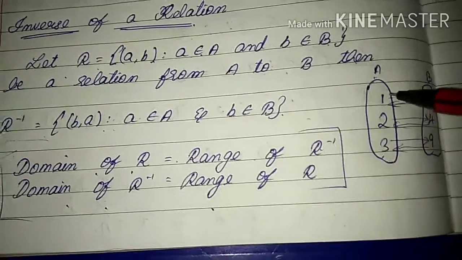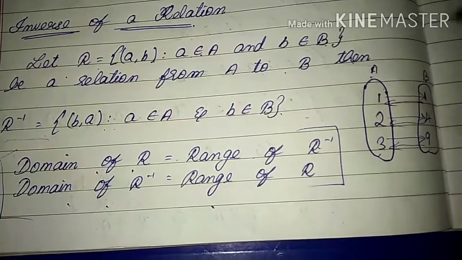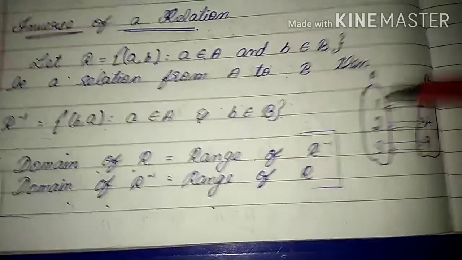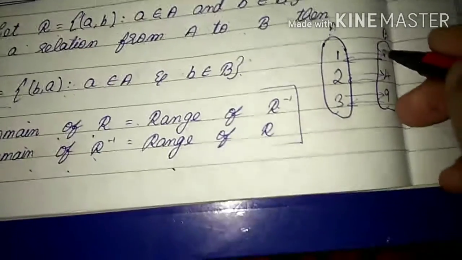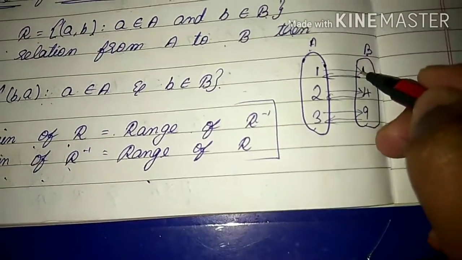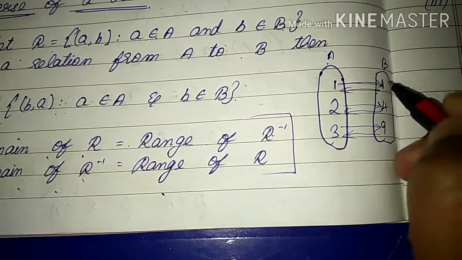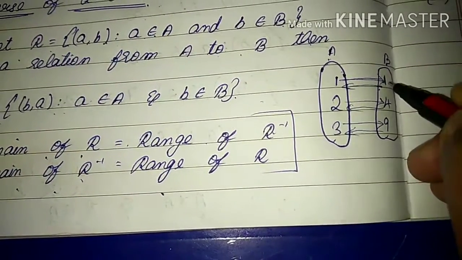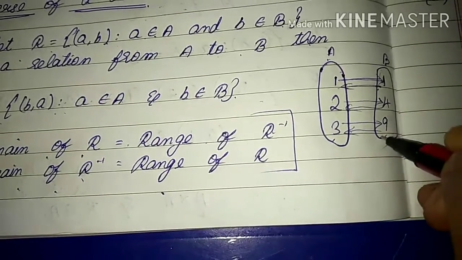That is, this was the domain in R, whereas in R inverse this was the range. I already explained to you. Domain of R inverse is this. The range was this. For relation R, this is the range. We are mapping this one here. So from the inverse we are mapping from here to here, so this becomes the domain.